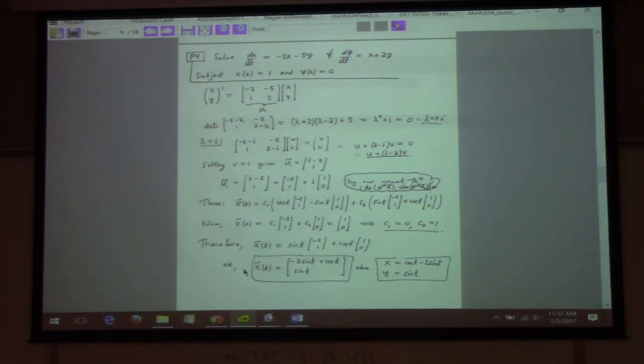So there's something for you to do in the break: try to work that out with Laplace transforms. See if you can reproduce the solution and see what you think. See if it's easier.